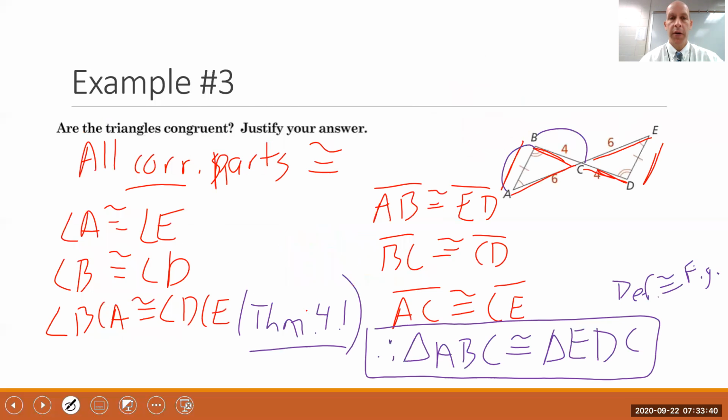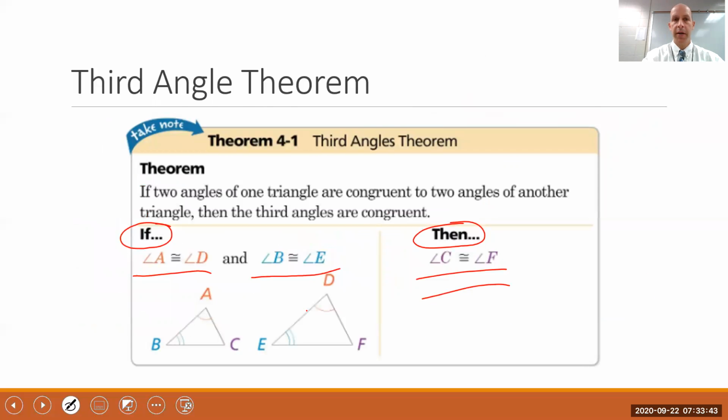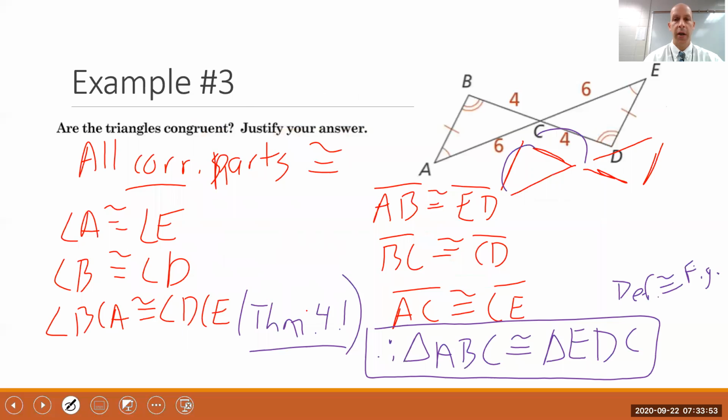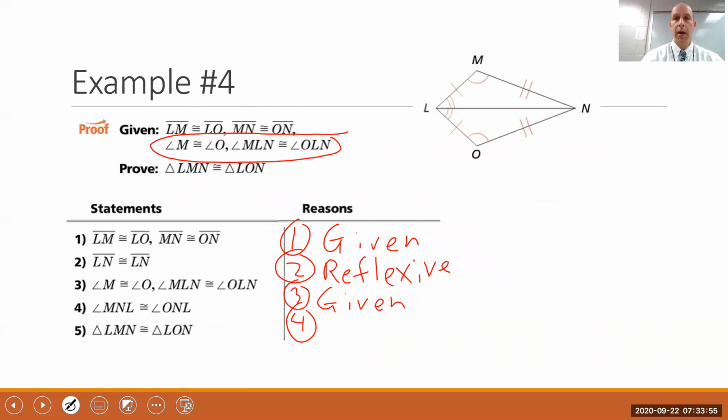Well, it turns out that it's this theorem that we talked about just today, the third angle theorem, theorem 4.1, which says that if 2 corresponding angles in 2 triangles are congruent, then their third angles have to be congruent. So we know that 2 of the 3 angles in these 2 triangles are congruent. Therefore, the third angle has to be congruent. So I'm going to call it the third angle theorem because that's what it is. Or you can call it theorem 4.1.